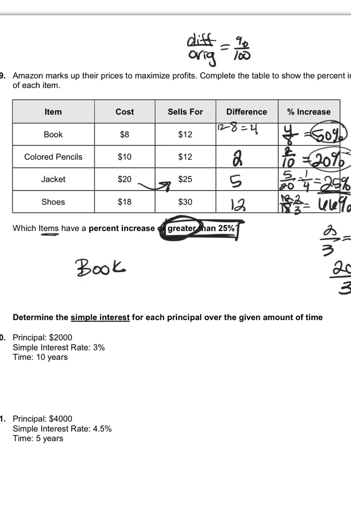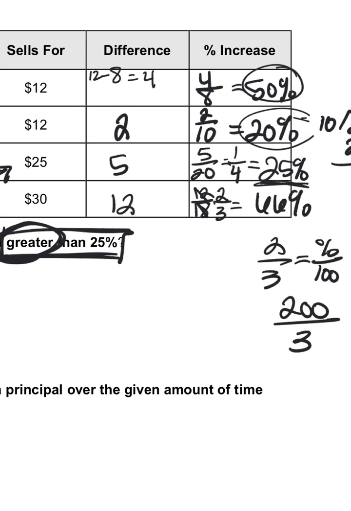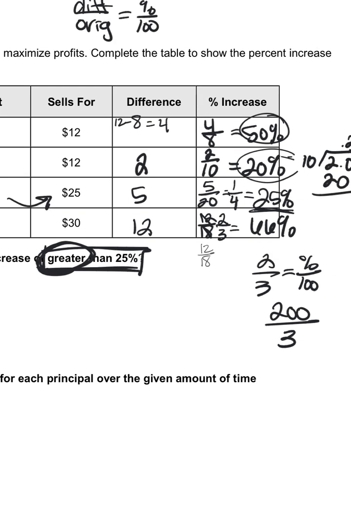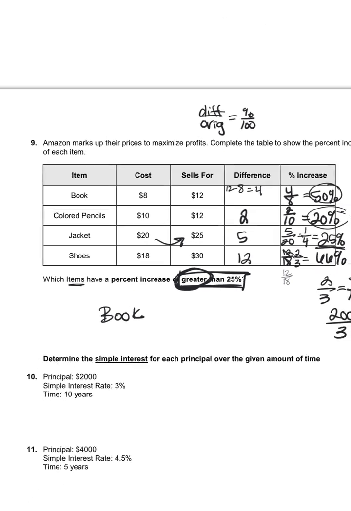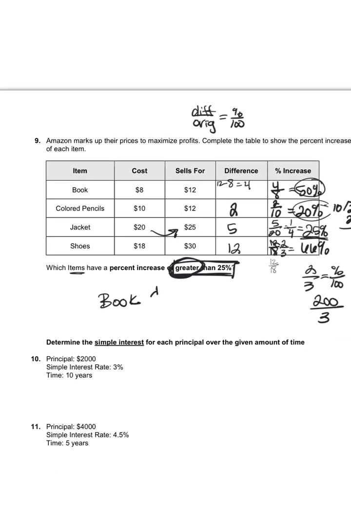And then look at my shoes. I didn't even have to know that it was 66%. All I knew is that it was 12 over 18. Well, if I think about it, half of 18 is 9. So 9 over 18 is 50%, which means 12 over 18 definitely has to be much bigger than 25%. So it's going to be my book and my shoes.